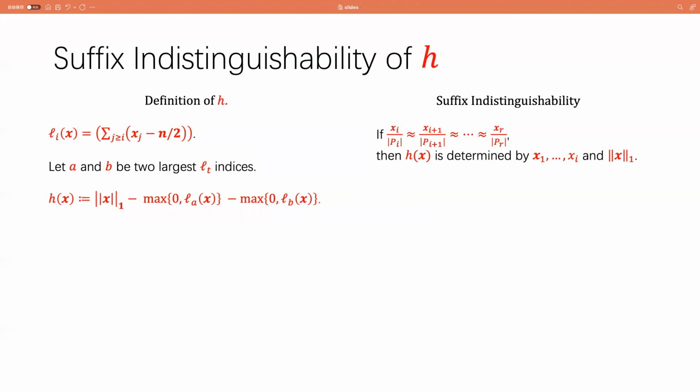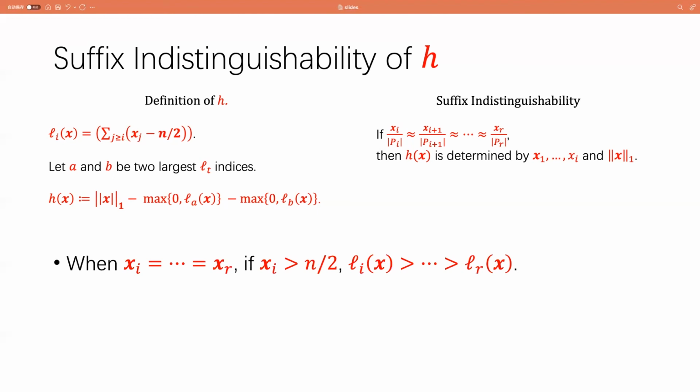Now, let's see why this h satisfies suffix indistinguishability. First, let's review what suffix indistinguishability is. It says for any i, if x_i over the size of P_i is similar to x_{i+1} over the size of P_{i+1}, similar all the way to x_r over the size of P_r, then h(x) is determined by only x_1, x_2 to x_i and the norm of x.